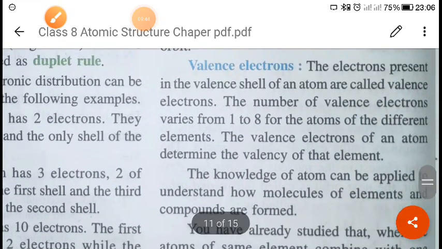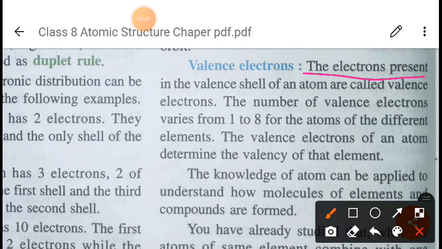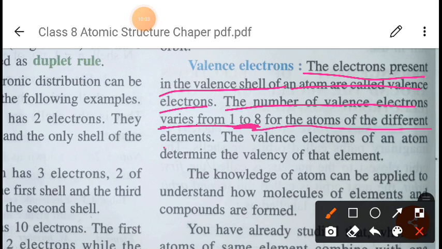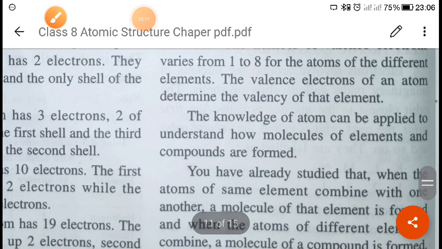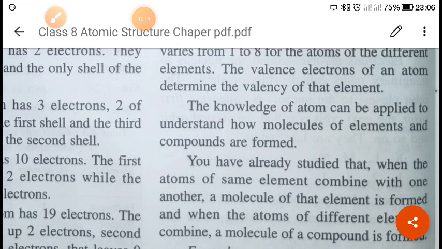Everything is written here, as you can see. The electron present in the valence shell of an atom is called what? Valence electron, right? The number of valence electrons varies from 1 to 8, as we have already discussed that according to the octet rule there should be only 8 electrons in the outermost shell, right? So it will vary from 1 to 8, and it is different for atoms of different elements. Now, the valence electron of an atom determines the valency of the element. This valence shell will determine the valency of a particular element.